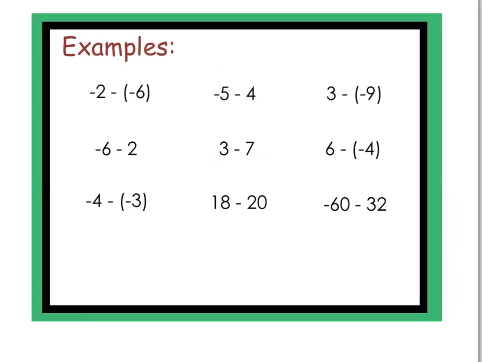Let's do some tries. All right, so for this first one, I'm going to add the opposite. So what does that mean? I'm going to change my minus to a plus, and I'm going to change this one to its opposite. So I rewrite it as -2 plus 6, because the opposite of -6 is +6. Now I go through: same signs, add and keep; different signs, subtract, keep the sign of the higher number. So I get a +4 because they're different signs, so I subtract and keep the sign of my higher number.